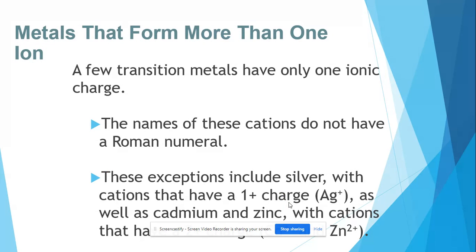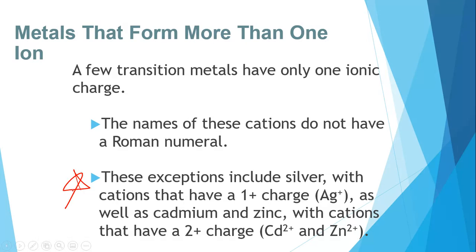Now, there are a few transition metals that only have one ionic charge, and when we learned naming way back in chemistry, these don't have Roman numerals. So these are going to be things like silver always has a +1 charge. Cadmium and zinc always have a +2. I'm going to star that because it's very important to know that those two things, even though they're transition metals, do have specific charges.